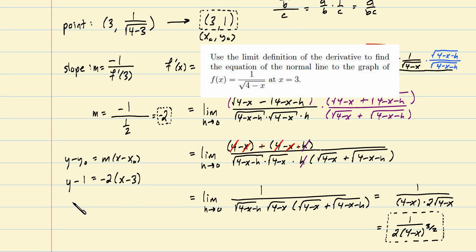Okay, if you want to solve that for y, that's fine. Let's see, we would have, distributing this, negative 2x plus 6, but then we're going to have to add the 1 as well. Let's go ahead and write this in 2 steps, I guess. So y equals negative 2x, and then adding the 1, plus 7. And that right there is the equation of the normal line.